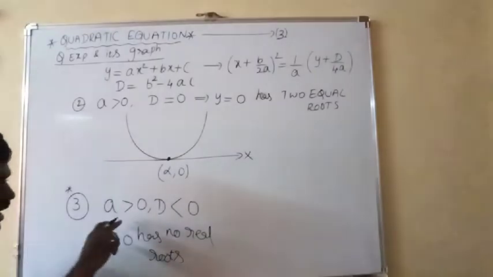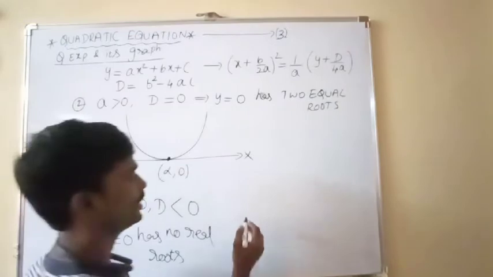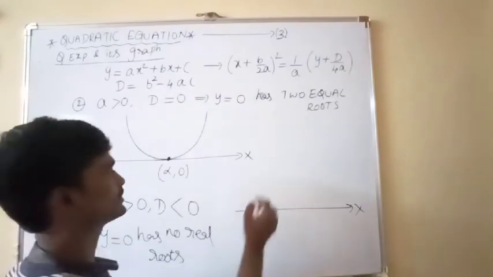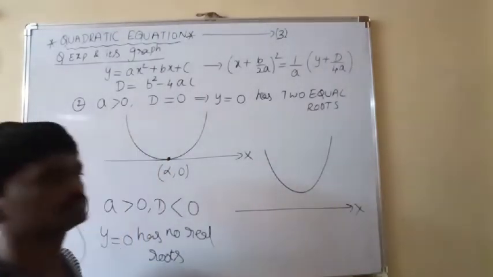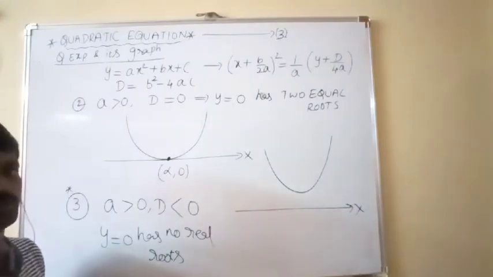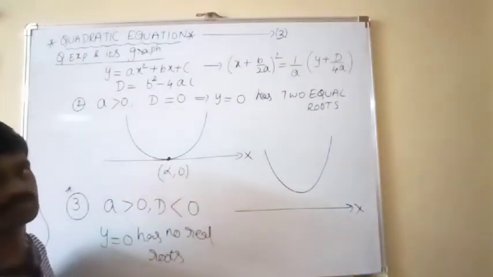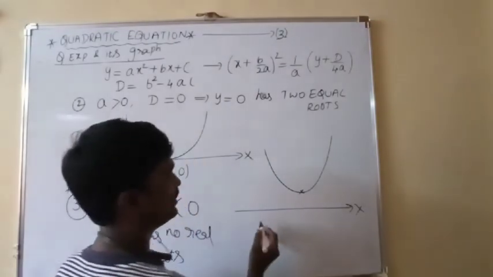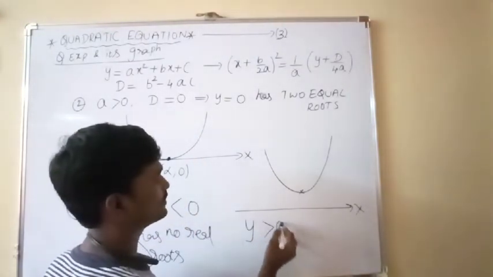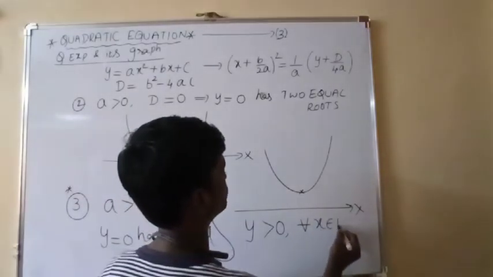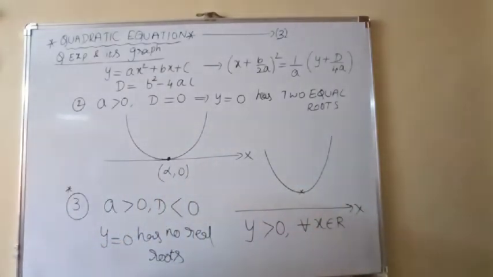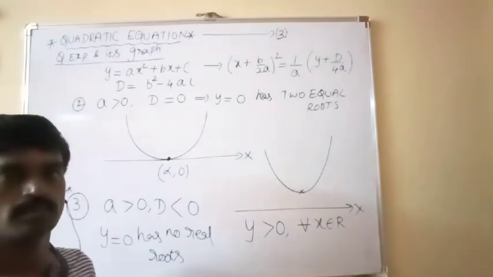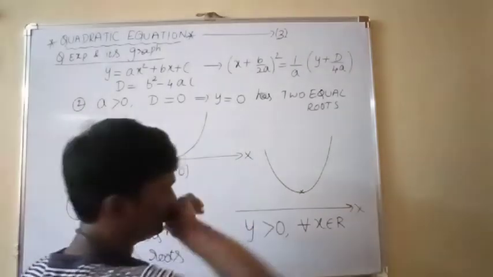But as a is positive, it should be an upward parabola. An upward parabola never intersects the x-axis. So that means the graph will be like this only. If you observe, the graph of this function is completely above the x-axis. As it is completely above the x-axis, clearly the value of y is always positive for all x belongs to R. The function value becomes always positive for all x belongs to R.